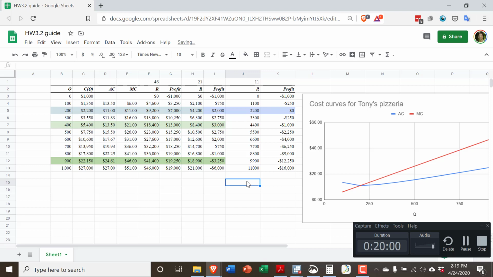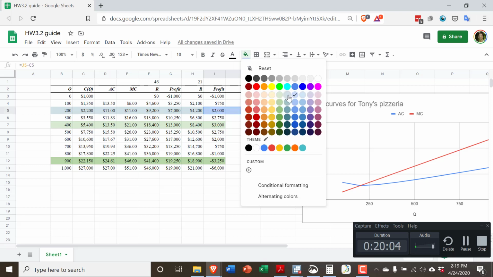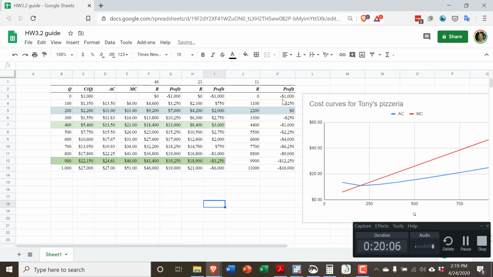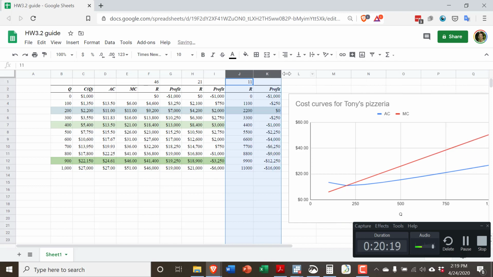So he is indeed... Right. If he produced, say, 300 pizzas and had to sell them for $11, he would lose money and so on. So in the long run, right, if the price falls to the minimum average cost of all these pizzerias, then he's going to be making zero profit.